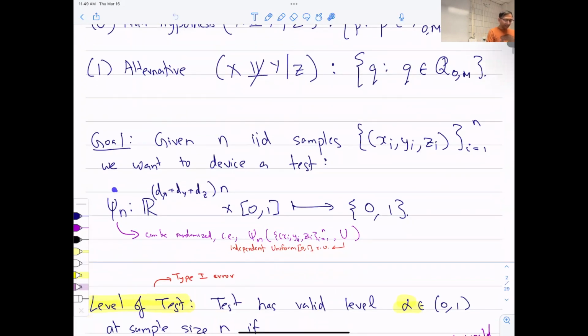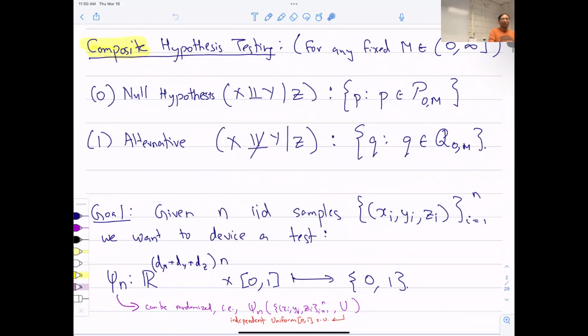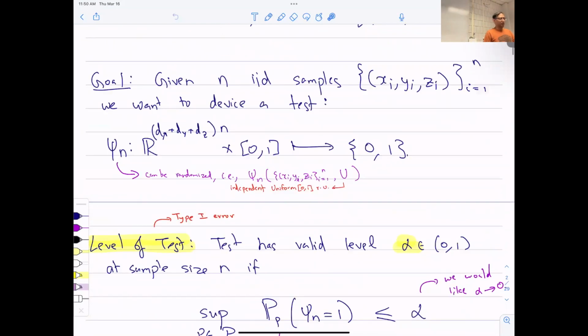So this is basically what you want to devise, a test. This is what we mean by a CI tester: in a given data, you want to check CI. Now this is the first time I've formally told you what a CI tester is. You need to solve this hypothesis testing problem, this composite hypothesis testing problem. Till now, I've been sloppy about what CI testers actually mean.